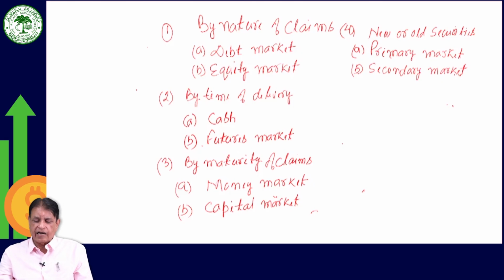So, there is another method of classifying the financial market, that is, it depends on whether the securities which are traded in the market are new or old. Using this criteria, we can classify the financial market into primary market and secondary market. Primary market is the market in which brand new securities are sold.